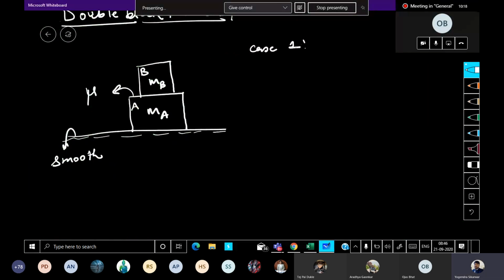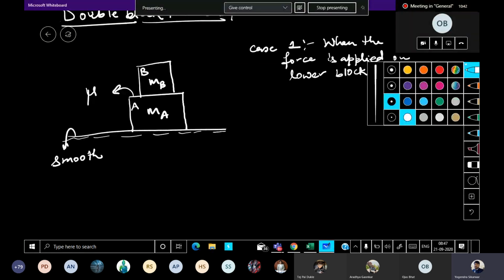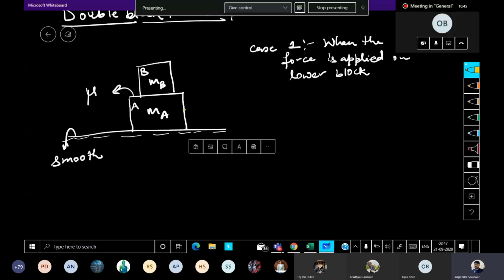Case 1, and the case is when the force is applied on the lower block. That means what? Let me show you. That means that we have applied force F on the lower block like this. Now listen carefully.